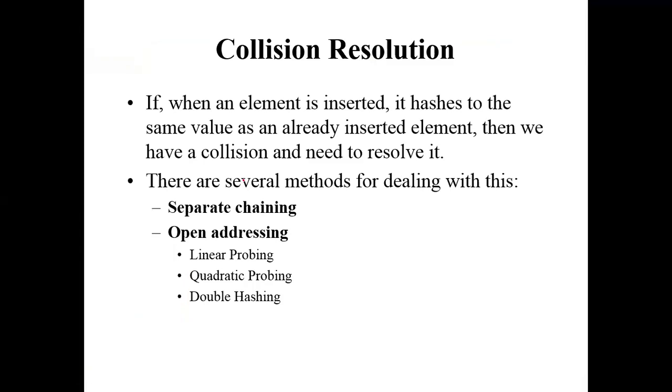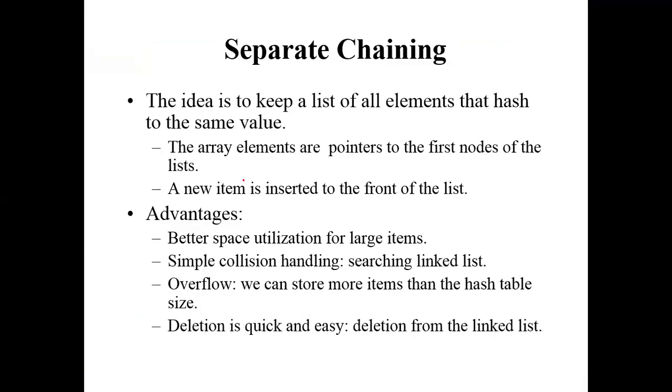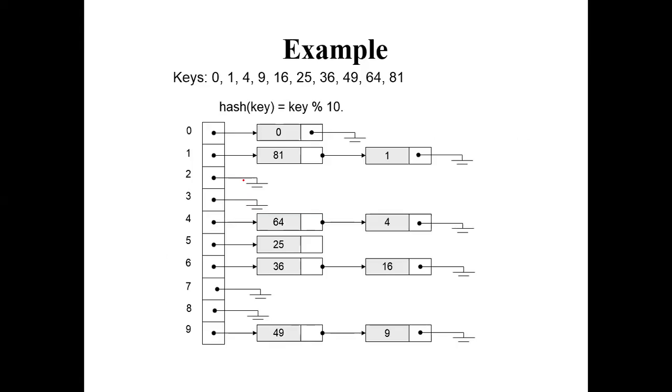Some of the methods for overcoming collisions are separate chaining and open addressing. Under open addressing, we have linear probing, quadratic probing, and double hashing. Separate chaining means we list all the elements that cause the collision in a chain of items. For example, take 0, 1, 4, 9, 16, 25, 36, 49, 64, 81.